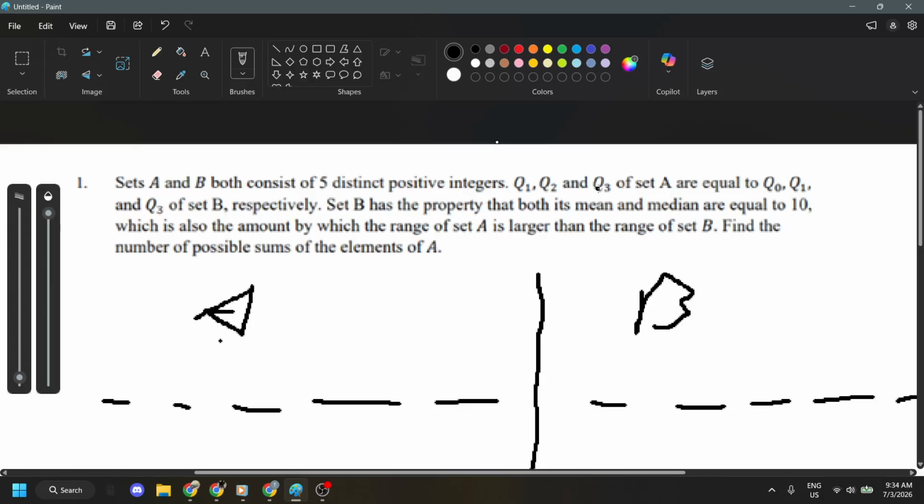Maybe? Set B has the property that both its mean and median are equal to 10. So if its median is equal to 10, we have this here. Which is also the amount by which the range of set A is larger than the range of set B. Find the number of possible sums of the elements of A. So Q1, Q2, and Q3 of set A.